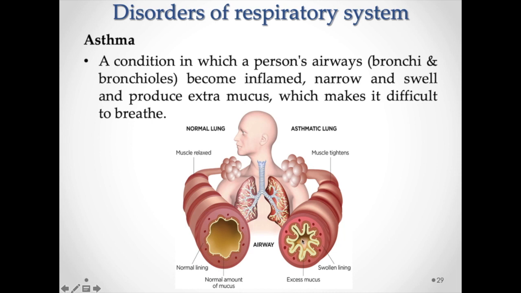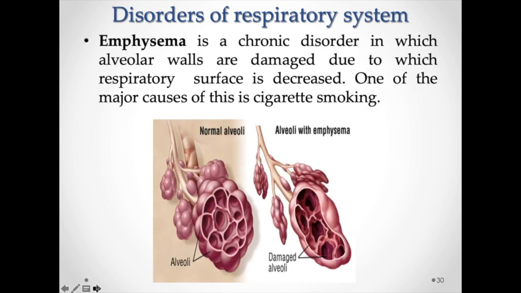Another type of disorder is called emphysema, and it is a chronic disorder in which the alveolar walls are damaged, due to which the respiratory surface is decreased. You can see they are collapsed over here. One of the major causes of this is cigarette smoking.